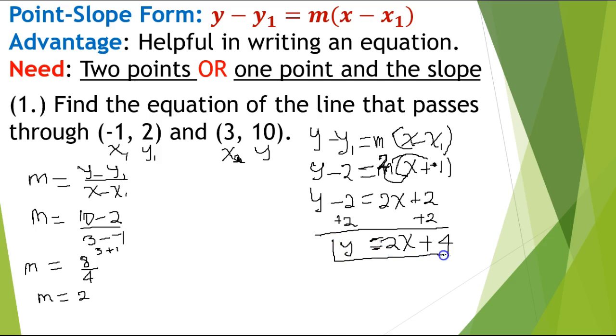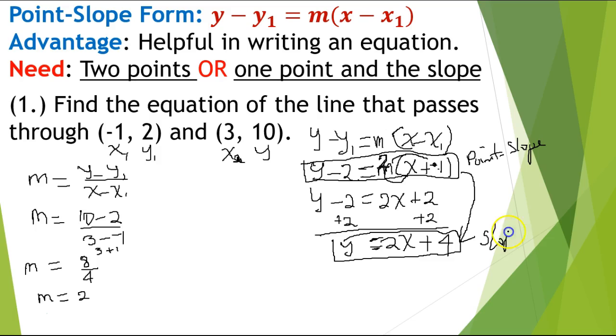See, it is written in slope-intercept form. The slope is 2, the y-intercept is 4. So here it is written in slope-intercept form. If we leave it like this, before we simplify it, this is the point-slope form. Because you can see the point, and then you can see the slope. But here you can see the slope and the y-intercept. Okay, that's point-slope, and this is slope-intercept.